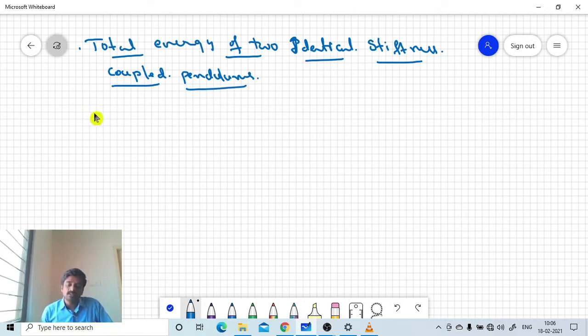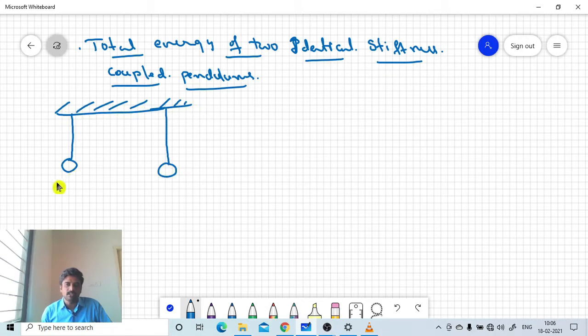In the previous lecture you are already familiar with this. We took two pendulums, both identical. The pendulum A, or first pendulum, has mass M and length L. The second, pendulum B or second pendulum, also has the same mass M and the same length L. These two pendulums are connected with a spring which has the spring constant S.